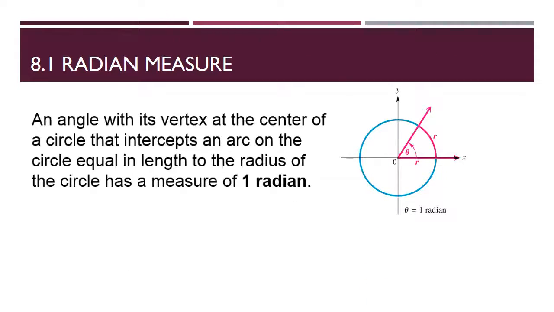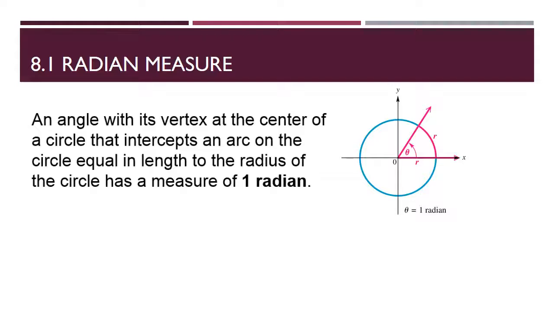Now let's talk a little bit about radian measure. An angle with its vertex at the center of a circle that intercepts an arc on the circle in length equal in length to the radius of the circle has a measure of 1 radian. Okay, so if you look at the picture there, we've got a circle in blue, and then we have an angle opening up in red, and that angle is designated by the Greek letter theta. That's what that symbol is.